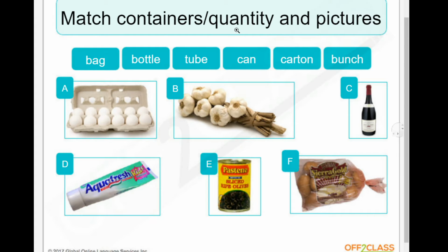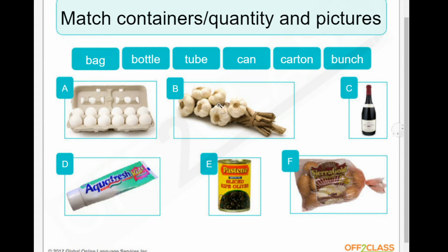Let's match the containers to the quantities and pictures. I'm not going to use my pen here. Okay? A is, do you remember what it is? Is it a bag of eggs? Is it a bottle of eggs? Is it a tube of eggs? Is it a can of eggs? Or is it a carton of eggs? Or a bunch of eggs? It's a carton of eggs. Repeat. A carton of eggs.